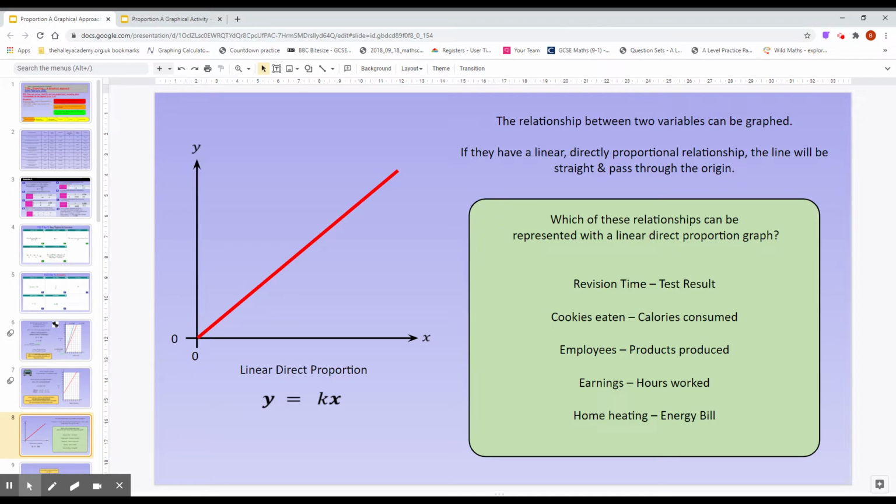Now, for two variables that can be graphed, if they have a linear, directly proportional relationship, the line will be straight and it has to pass through the origin. So for direct proportionality, it has to be one straight line, and it has to pass through the origin. We have provided some questions, and you can find out whether they're directly proportional or not.